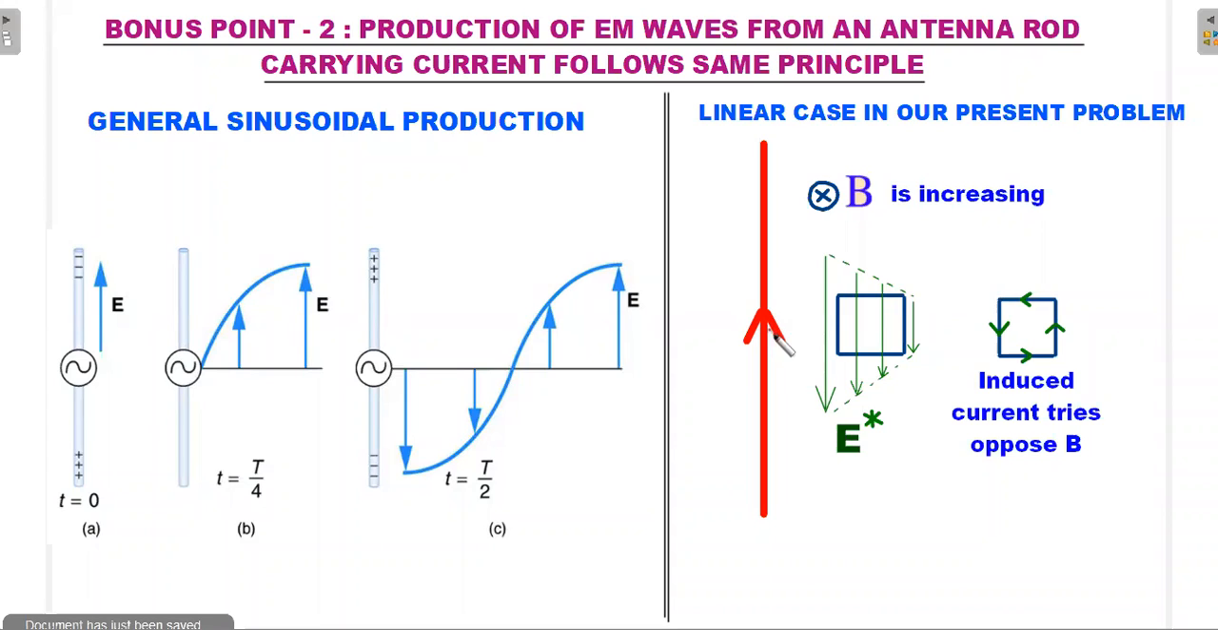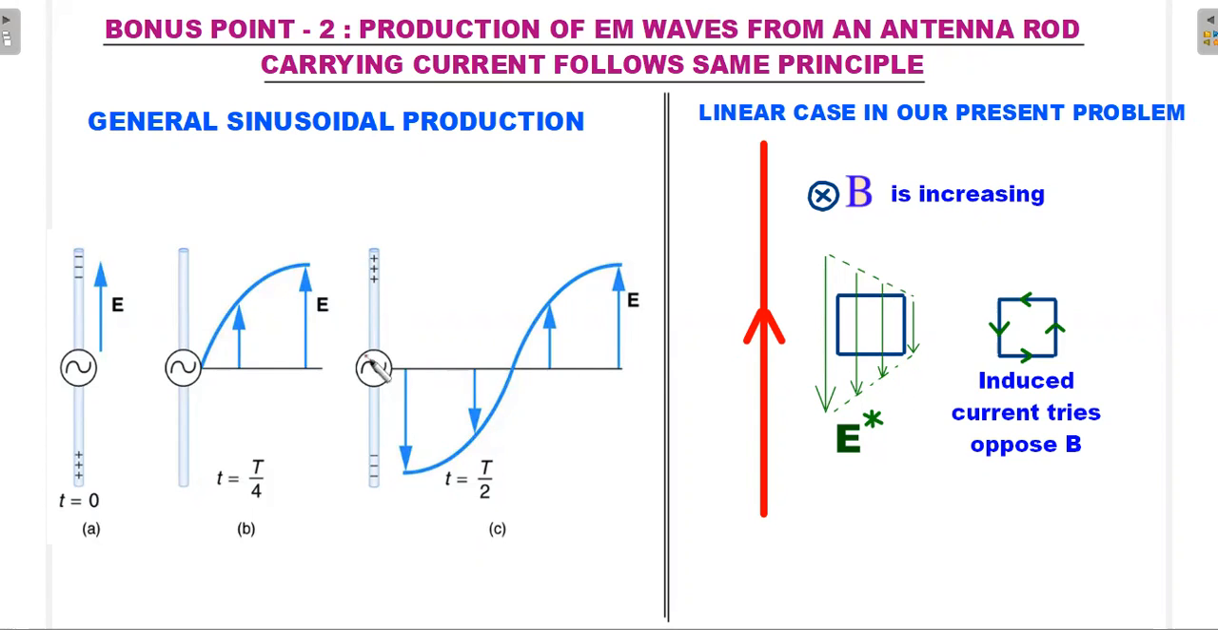Now the bonus point, which is even more interesting and even more practical. How are EM waves produced from an antenna rod? An antenna rod is like a straight conducting wire carrying current, but there the current will actually be changing with time. So just like our problem, which I have drawn on the right side, when the current is linearly increasing, the direction of the field will be parallel, and if I draw a graph of this electric field with respect to position, I'll end up getting a linear shape. So you can further think that whatever the function of time of the current, the shape of the electric field produced will also be of a similar kind.